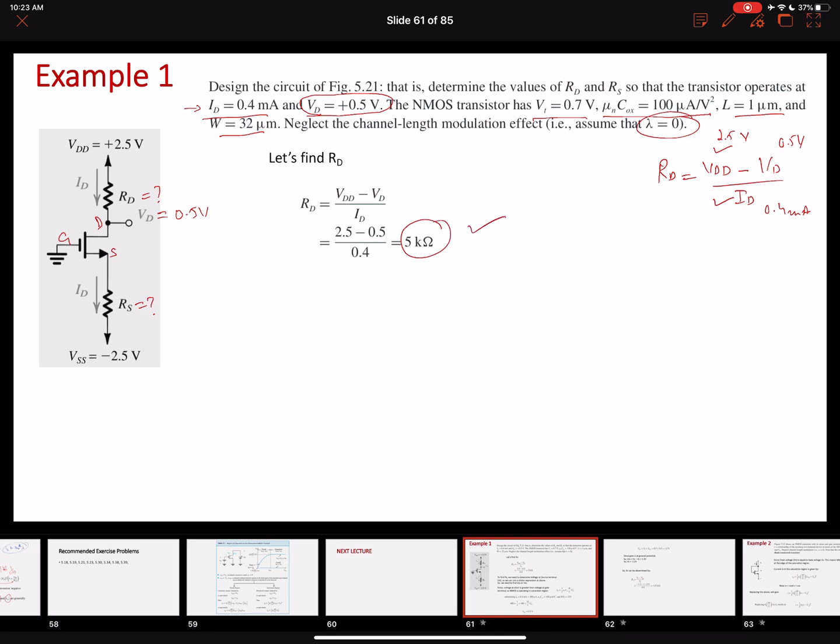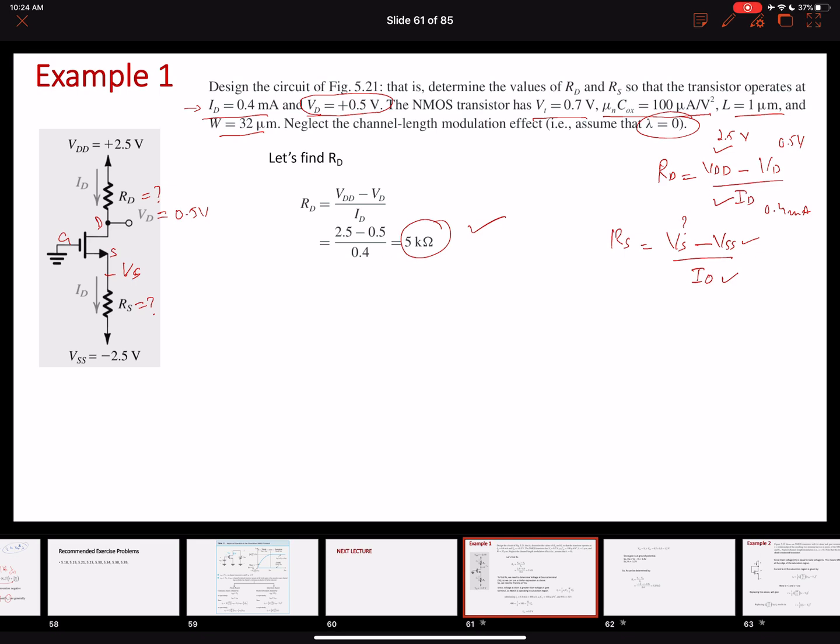Okay. Now let's find the value of RS. You realize that we can find the value of RS using a similar approach, right? The value of RS can be found using the source voltage, VS: VS minus VSS over ID. We already know the value of ID. We know the value of VSS, which is minus 2.5. We need to find the value of the source voltage over here, right? So let's find the value of the source voltage.